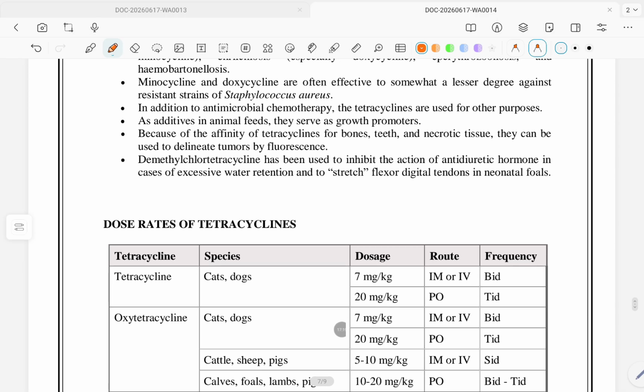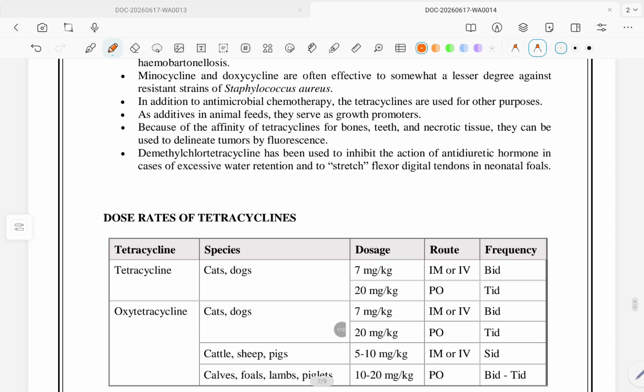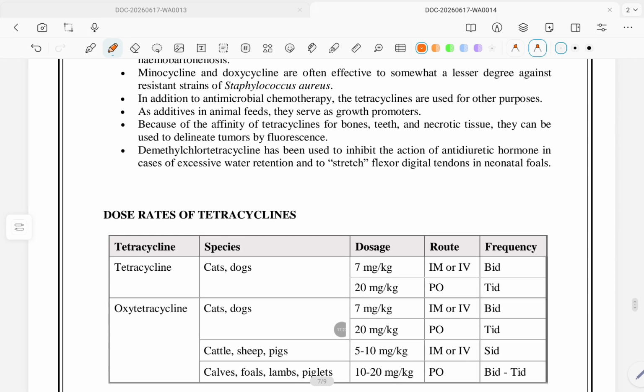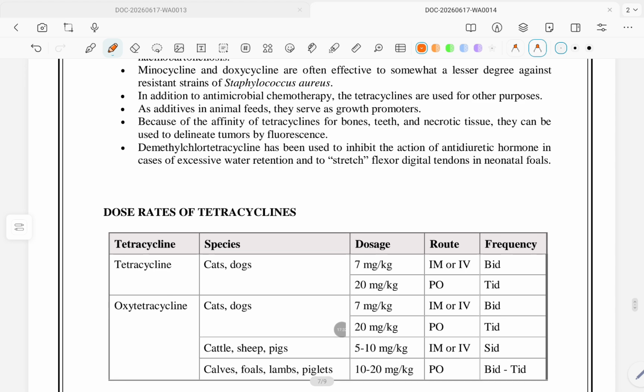In addition to antimicrobial chemotherapy, the tetracyclines are used for other purposes. As additives in animal feed, they serve as growth promoters. Because of the affinity of tetracyclines for bone, teeth, and necrotic tissue, they can be used to delineate tumors by fluorescence.